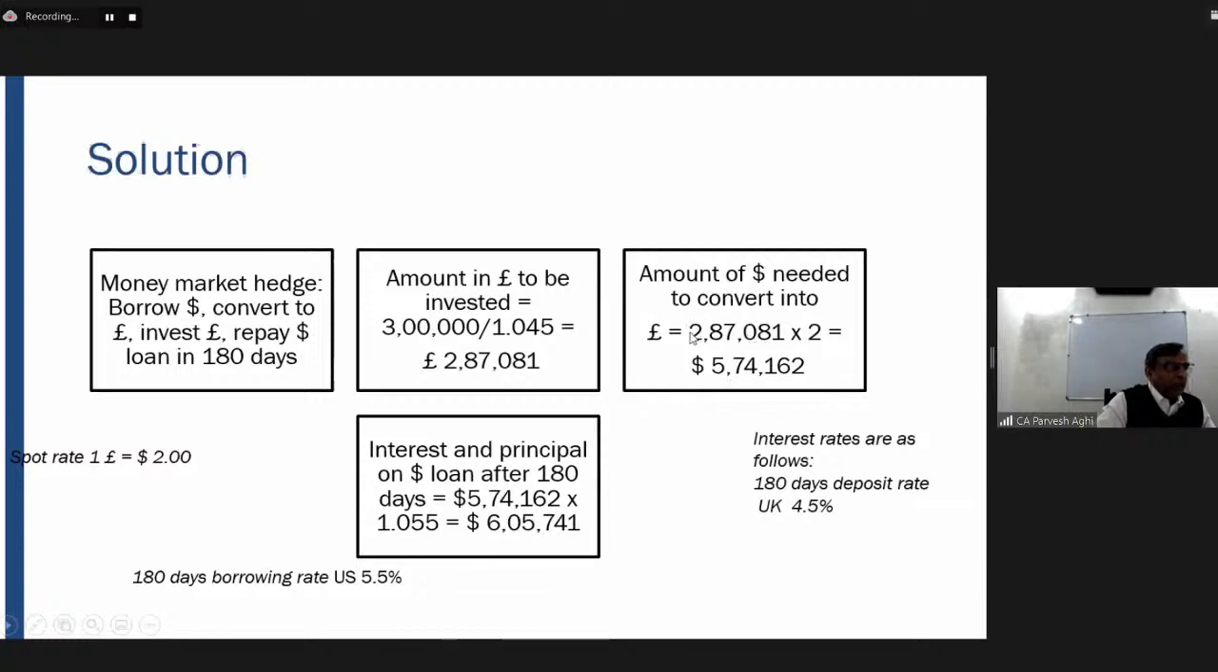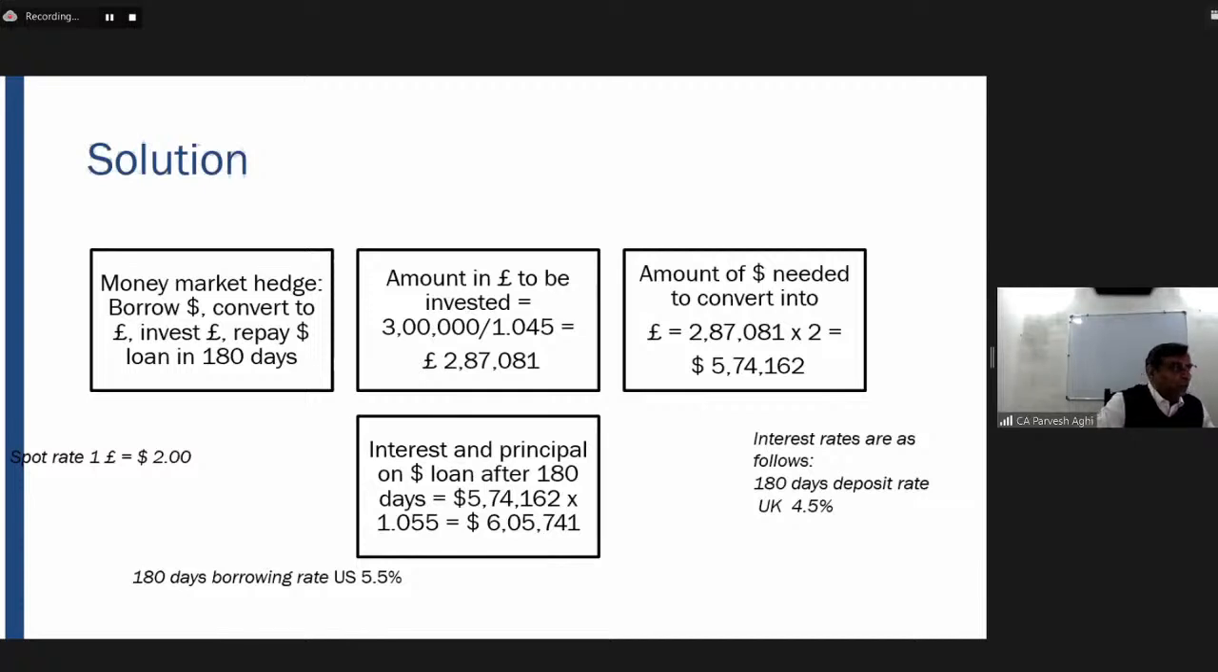So how much money you will be borrowing? 5,74,000, and then you will be putting that money. You have to actually borrow it for 6 months. The rate of interest is 5.5%, 180 days borrowing rate. So it is not per annum, but it is a rate of 5.5% for 180 days. So the money you have to repay after 180 days on a loan will be 6,05,000. So this will be the total outflow on account of money market hedge. Okay, so this is your outflow.